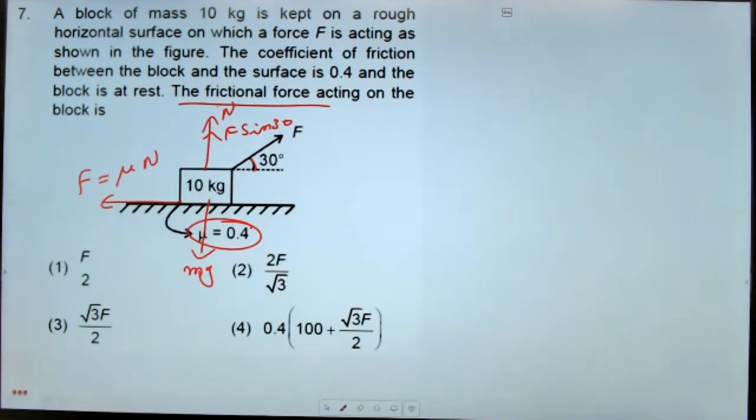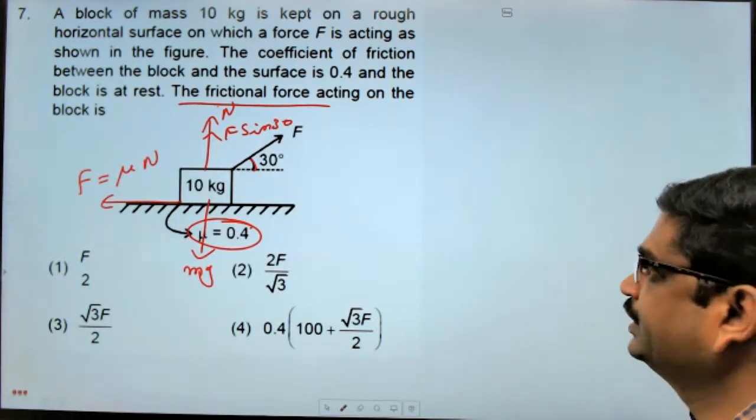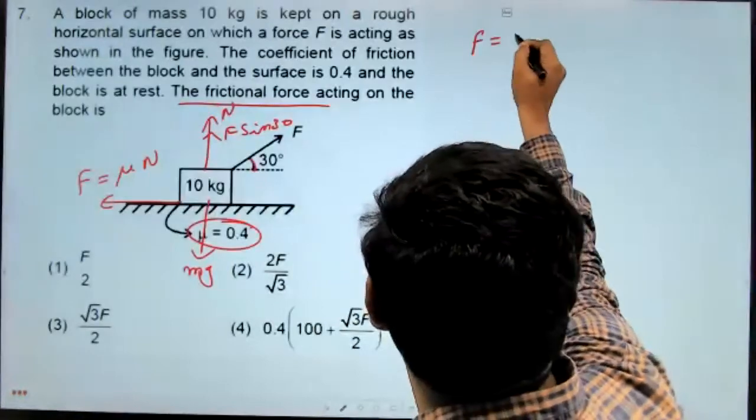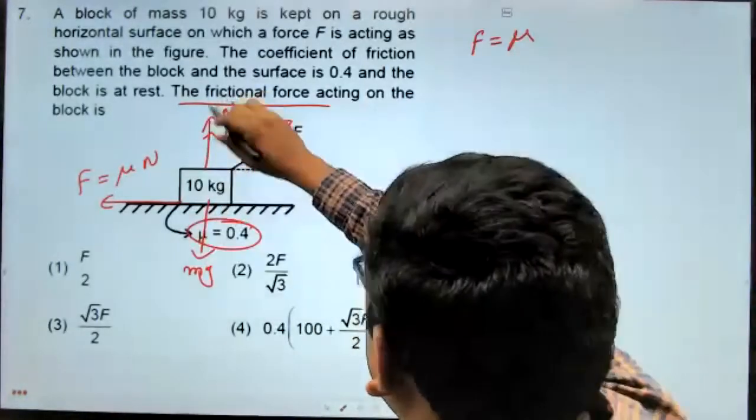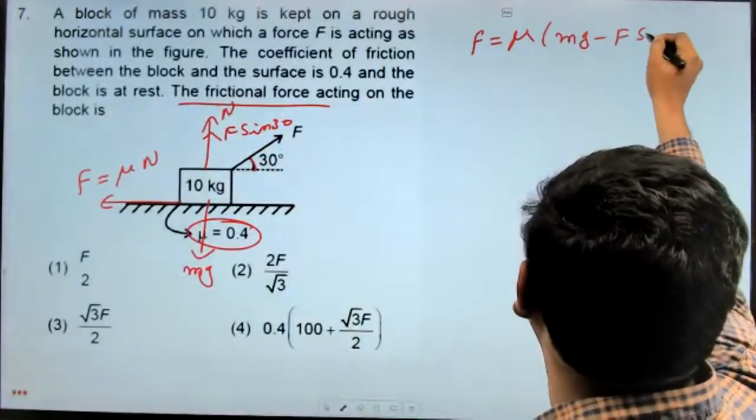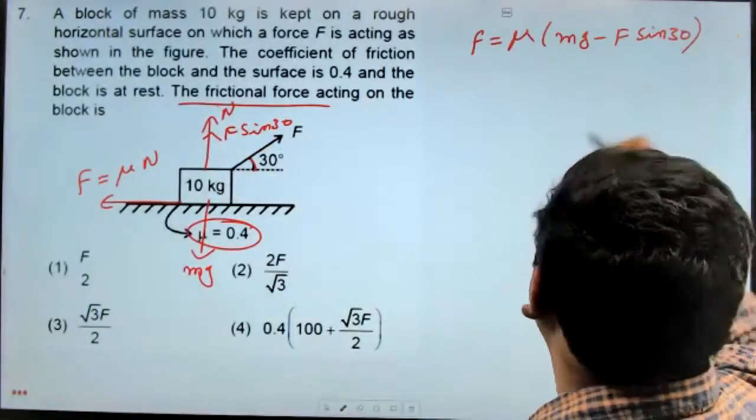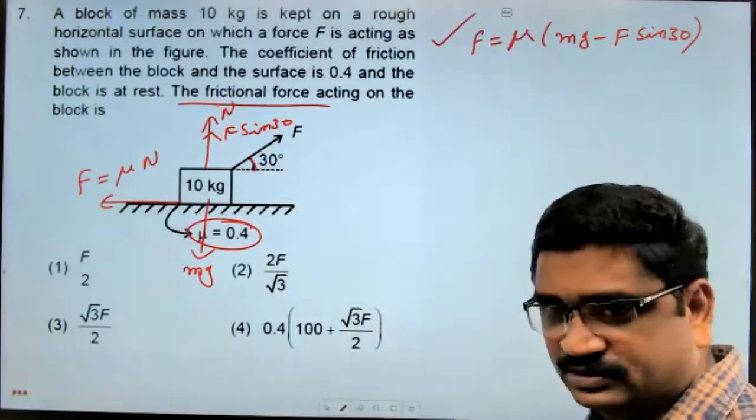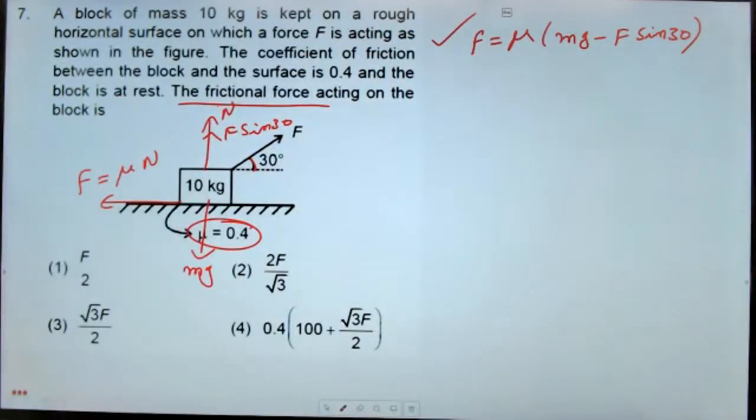Frictional force is mu into normal force. That means F equal to mu into normal force, and from this diagram, normal force equal to mg minus F sin theta. So this is the one category to calculate frictional force.